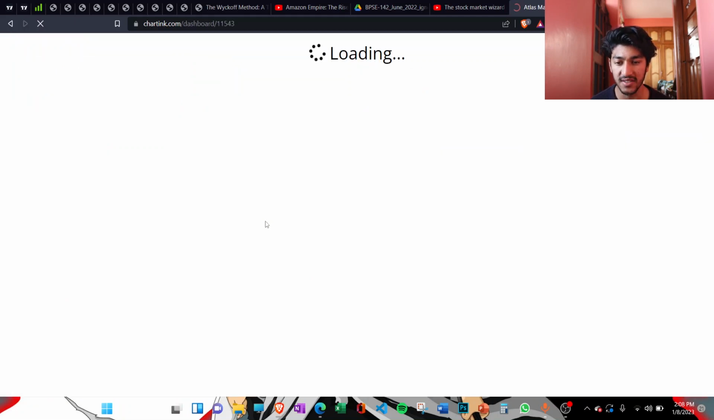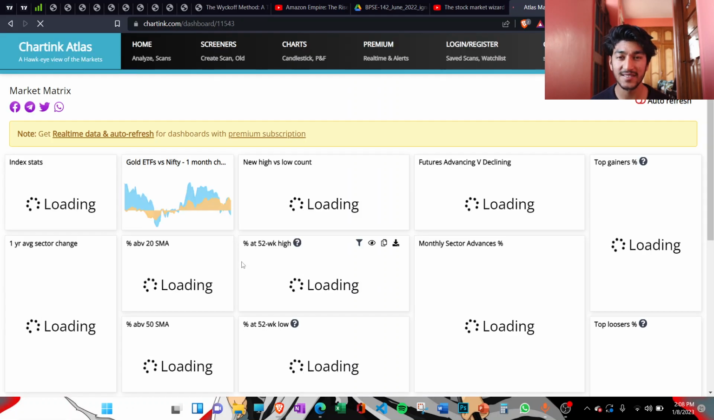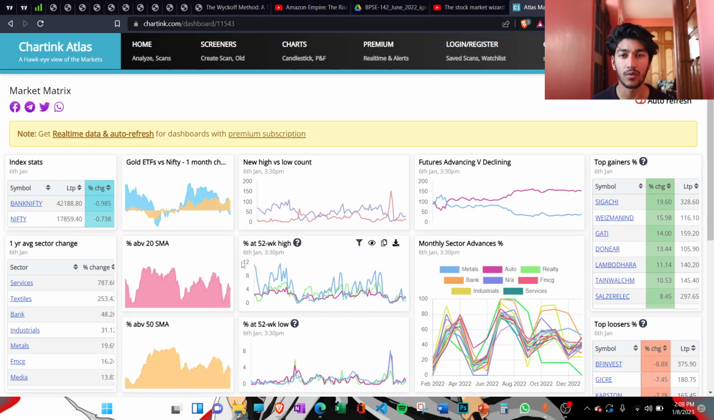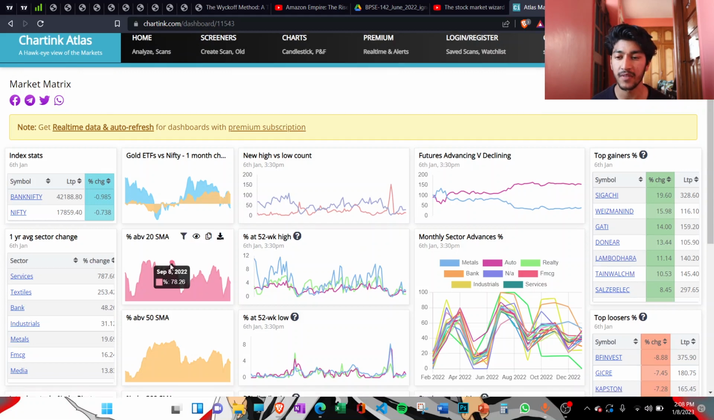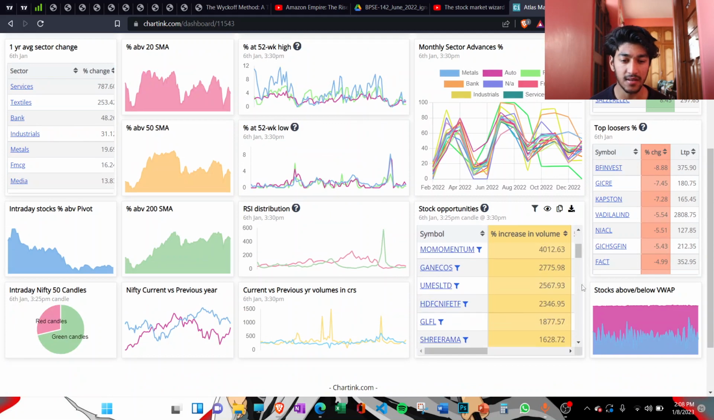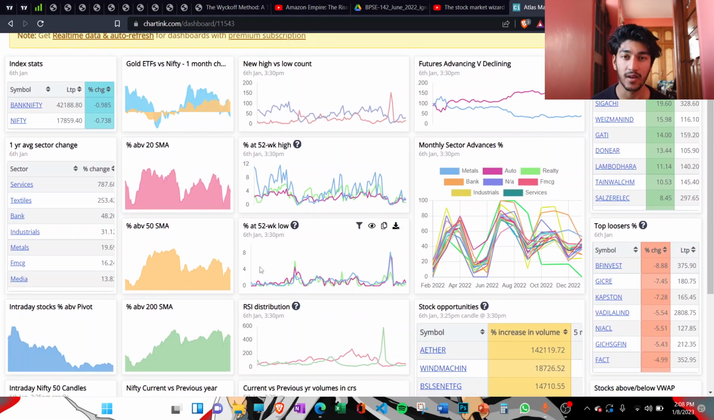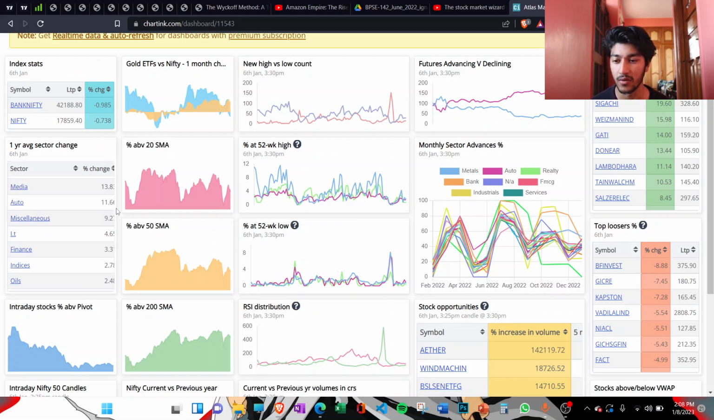There are 20 widgets in this. This is the scanner that we'll use to judge the market breadth and how we can escape the correction. Here you'll see there are multiple charts, which I'll explain one by one. First here is the index stats. This is not that useful.